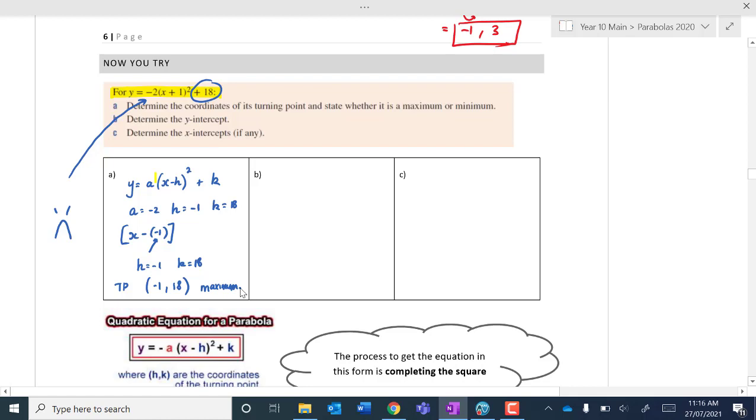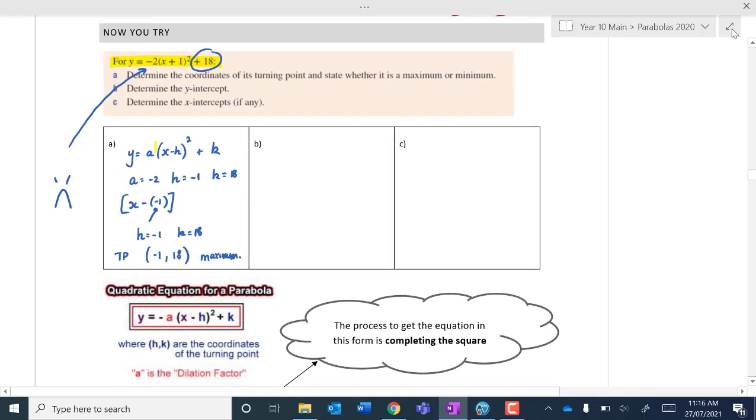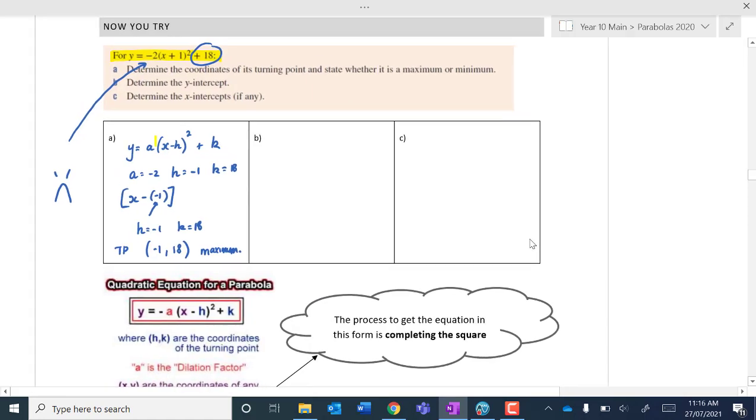Now another way of recognizing what this h and k is, if we ask ourselves, and I'll do it in red pen here, what value of x makes this add to 0, makes this 0? So if you think about it, what value of x plus 1 makes that 0? Well, clearly x would have to be -1. And look, over here, -1, that's our value for h. That's always going to work as well. So as you can see there, that has a turning point of (-1, 18), and we've got a maximum.